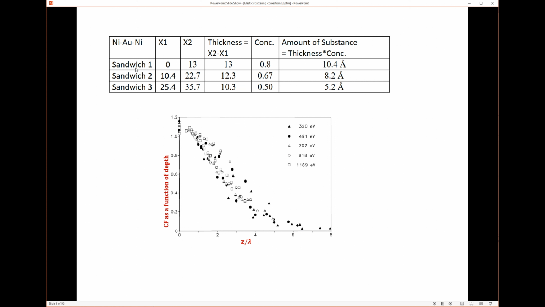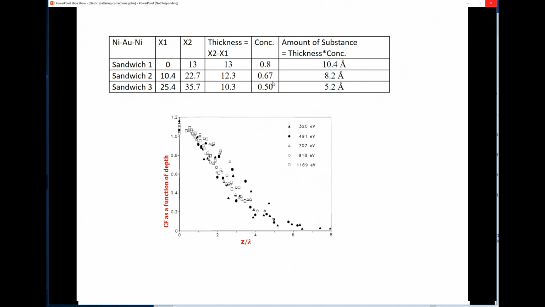So very simple, it's buried deeper and deeper. The gold atoms are buried deeper and deeper in the nickel structure. If we take the thickness, this is x2 minus x1, we get 13, 12.3, 10.3. We also determined the concentration in these layers. It was 0.8, it was 0.67, it was 0.5.